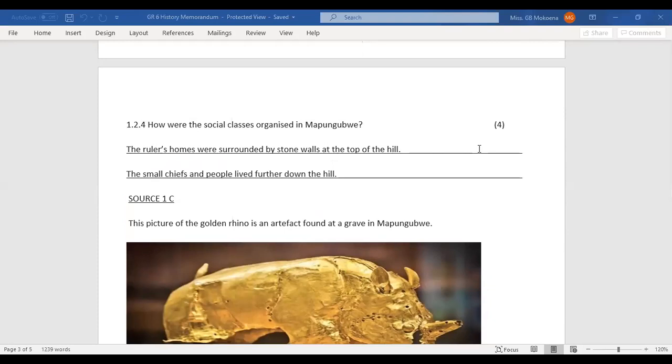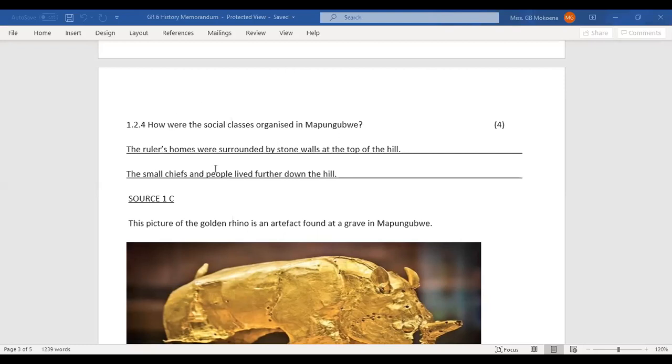Lloyd. So, ma'am, the social classes were organized like so. Since Mapungubwe's social hierarchy revolved around the hill, the rulers lived on top of the hill. The other royals and relatives lived on the slopes of the hill, and the ordinary people lived on the bottom of the hill. That's fantastic. Give yourself 4 marks. Thank you, ma'am.